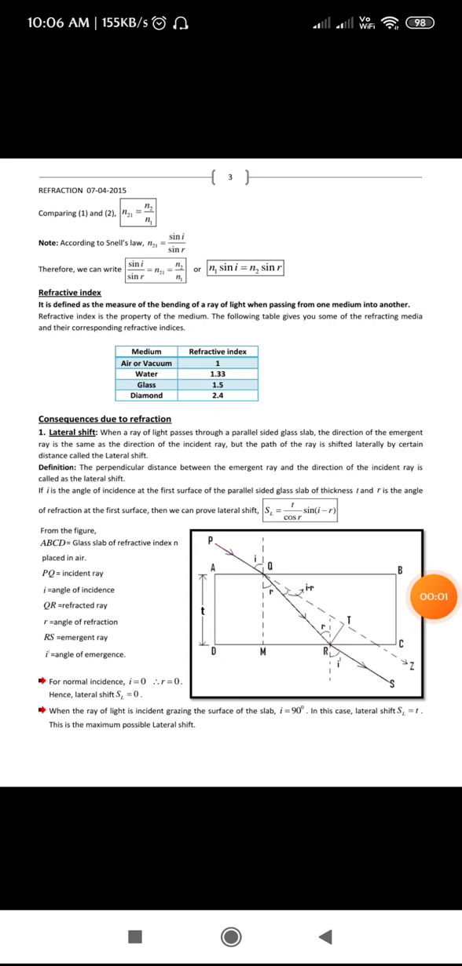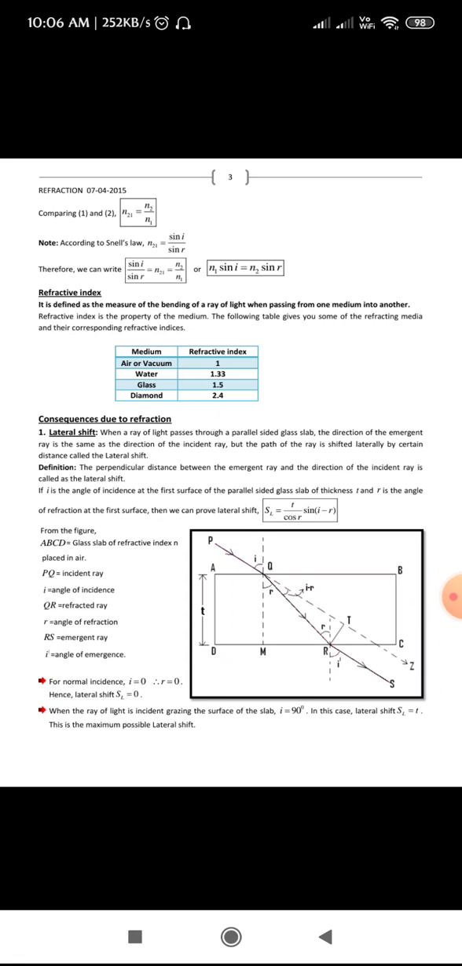Coming to this lateral shift, what is that? The perpendicular distance between the emergent ray and the direction of the incident ray is called the lateral shift, right? So you can see that the perpendicular distance is nothing but RT. RT is the amount by which the incident ray has been shifted from its initial direction. That perpendicular distance itself is called the lateral shift, right?